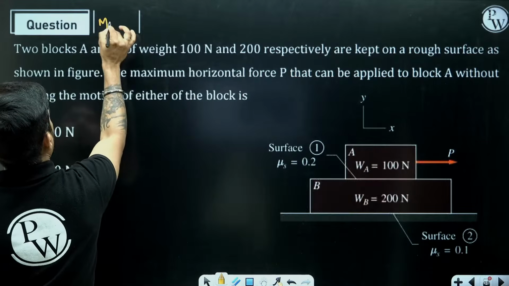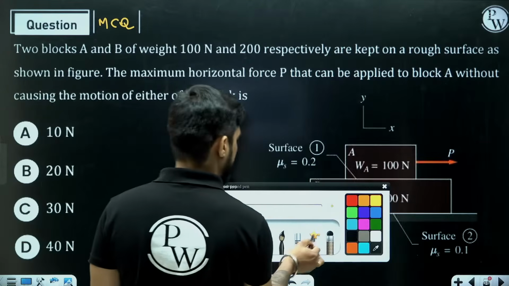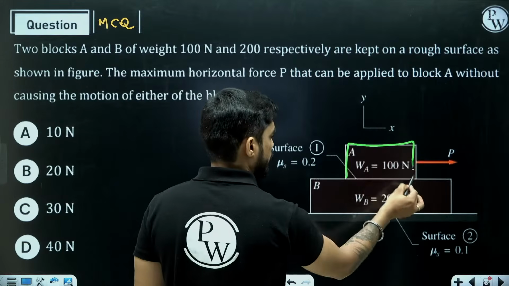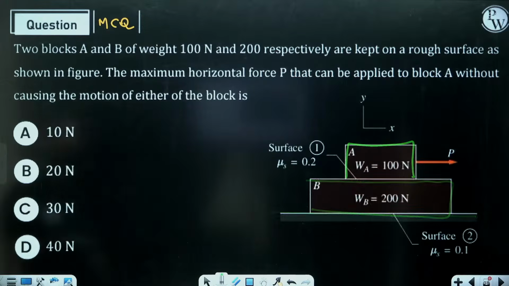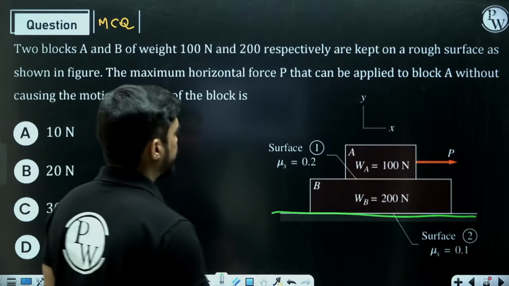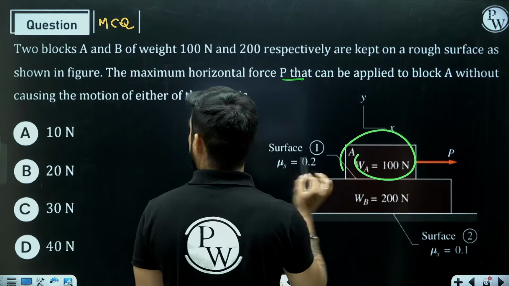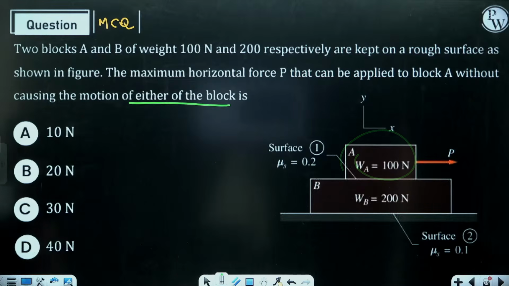So what is the question? Two blocks A and B of weight 100 Newton and 200 Newton respectively are kept on a rough surface as shown in figure. We have a block of 100 Newton which is resting on a block of 200 Newton which is resting on a rough floor. The maximum horizontal force P that can be applied to block A without causing the motion of either of the blocks is. Understand the concept of solving this question, okay?